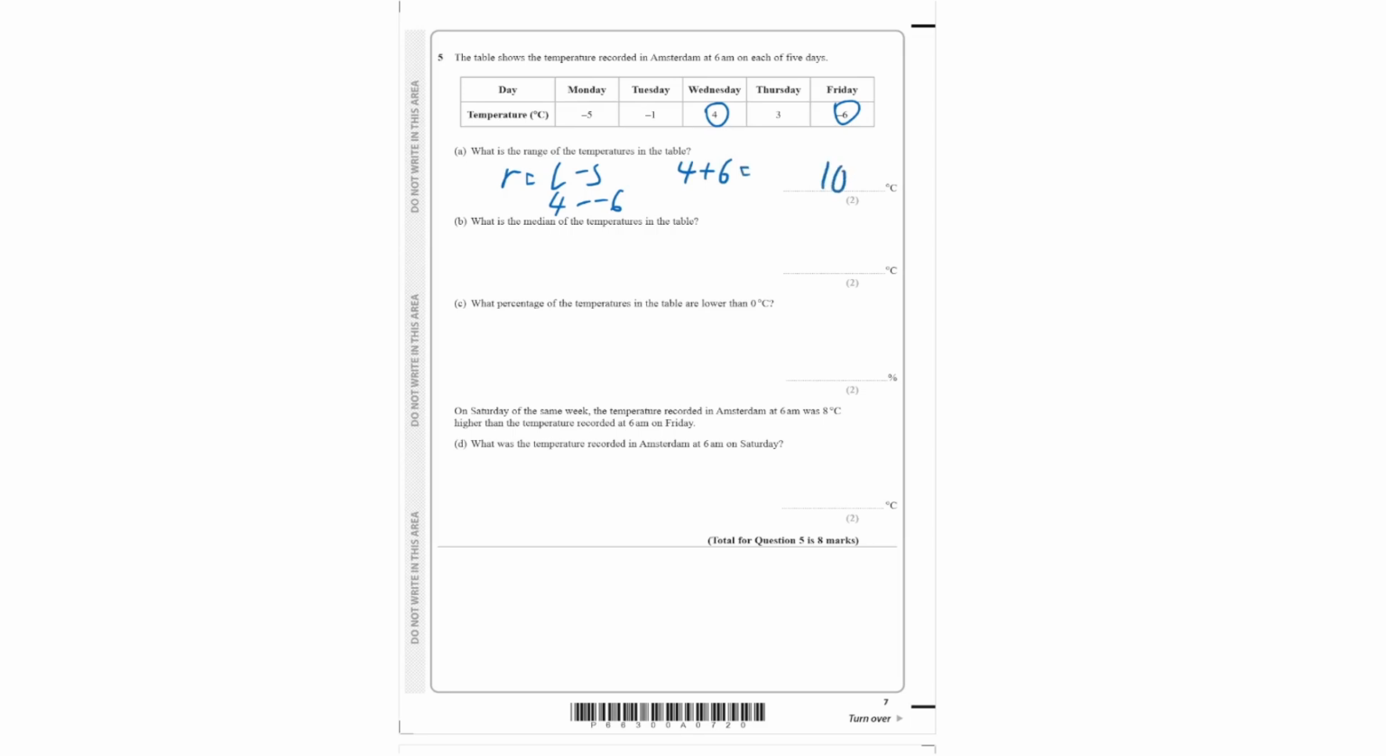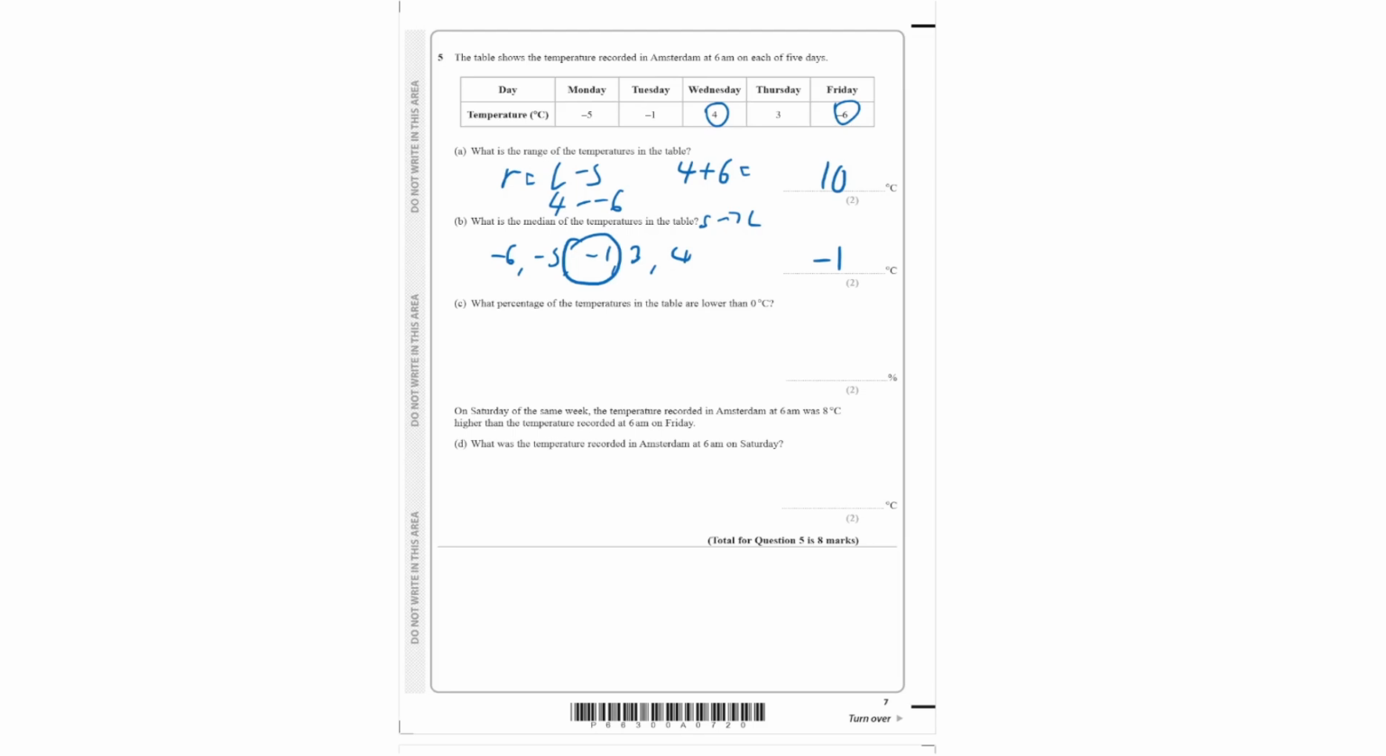What is the median of the temperatures in the table? Now, when dealing with median, we actually have to arrange them in ascending order. That means smallest to largest. So smallest, we have -6. Then we have -5. Then we have -1. Then we have 3. And then we have 4. Now, median is the middle, which is -1.